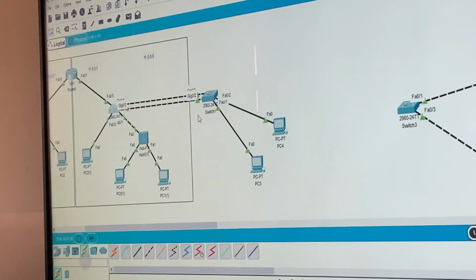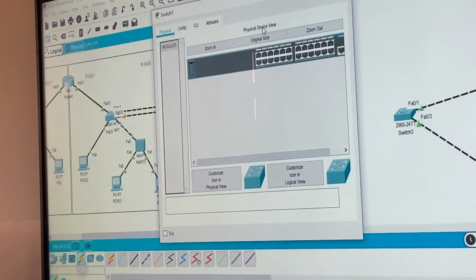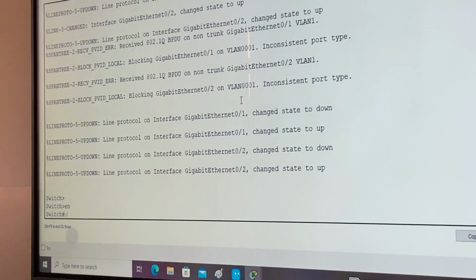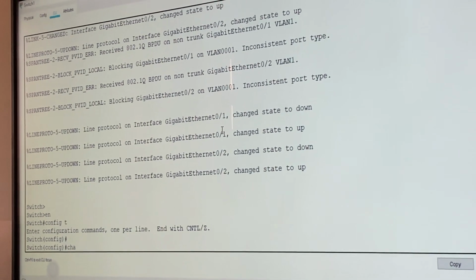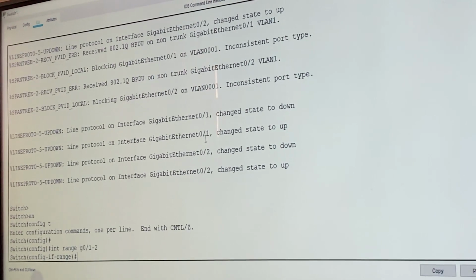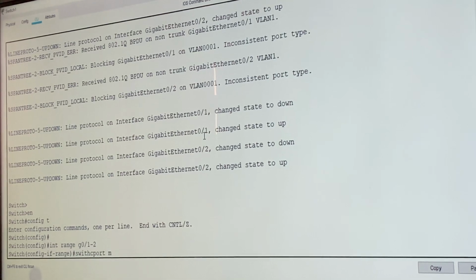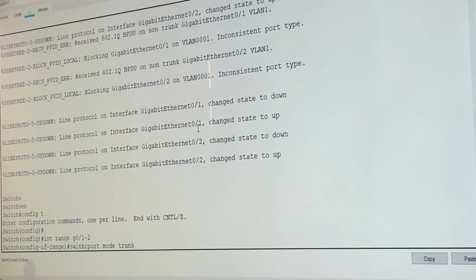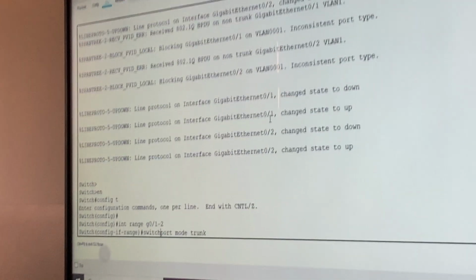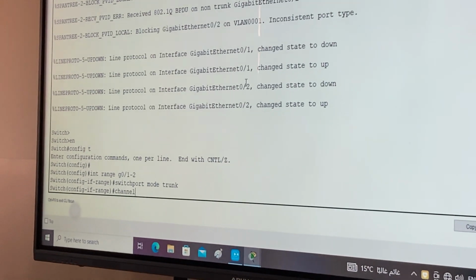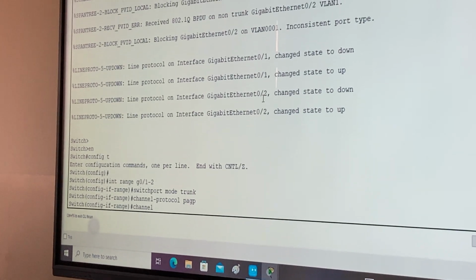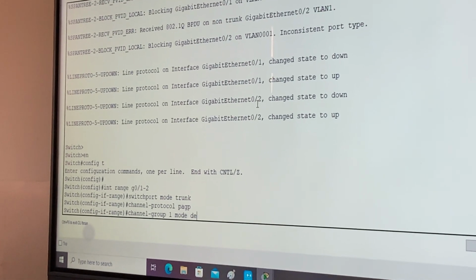I need to do this on both interfaces, on both switches. So I'll go to switch number 2. Enable, config t, interface range Fa0, Gig 0/2, switchport mode trunk. I think this is the wrong switch. Then channel protocol PAgP. Then channel group 1 mode desirable.